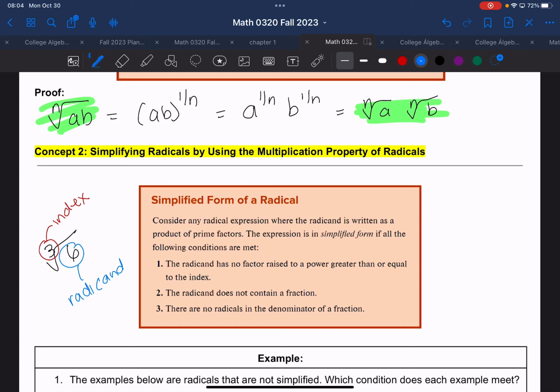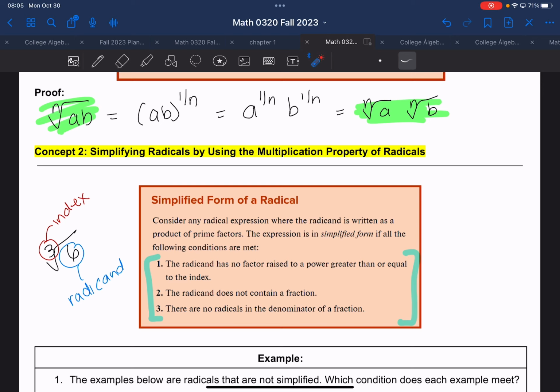So in order to simplify, we have to follow these rules. These rules state that the radicand has no factor raised to a power greater than or equal to the index. So what that means is that if we had an exponent inside of the radical, using our example of third root 6, we could only have an exponent of 1 or 2, because it has to be lower than the index. So that's what that one's saying.